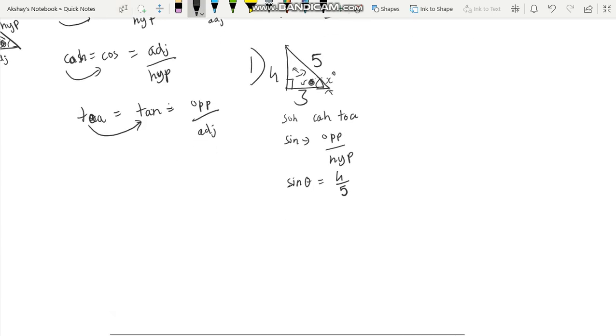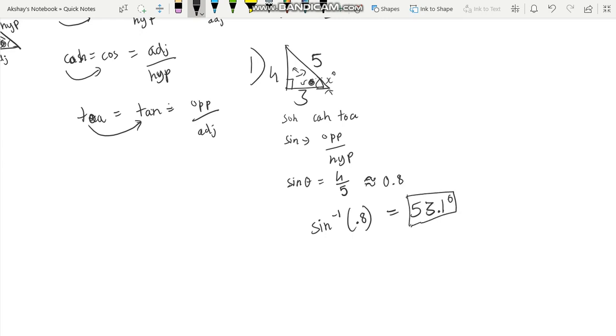And now we know our 4 divided by 5 is approximately 0.8. Now to find degrees, you always do the inverse function, and then apply it to your value. So in this case, when I plug it into my calculator, my sine to the -1 of 0.8, I get 53.1 degrees rounded to my nearest tenth. And that is what my x degrees is, the degree that I wanted to find.